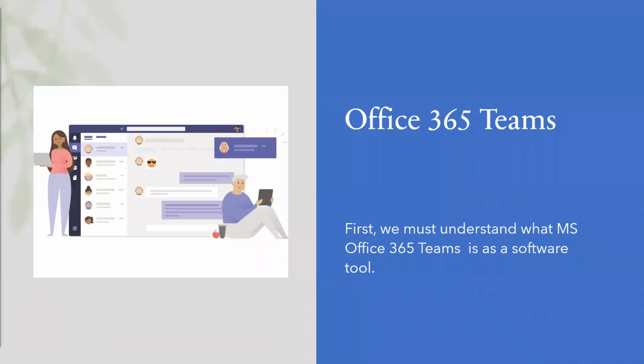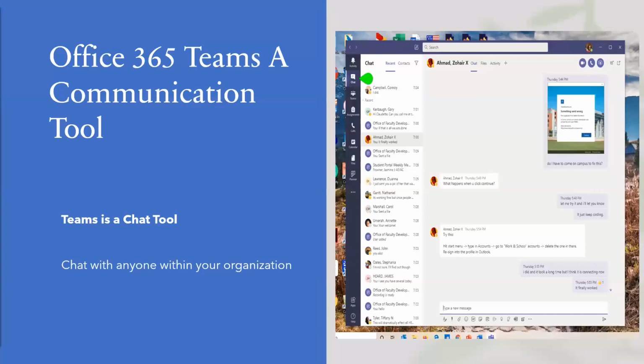So first, we want to understand exactly what Office 365 Teams is, what the software is, how we can use this tool. In order to use the tool, we really have to understand what the tool is and how it works. So when you consider Teams as a communication tool, when you look at the Teams environment, you have down the left side menu a list of different options that you can use within Teams.